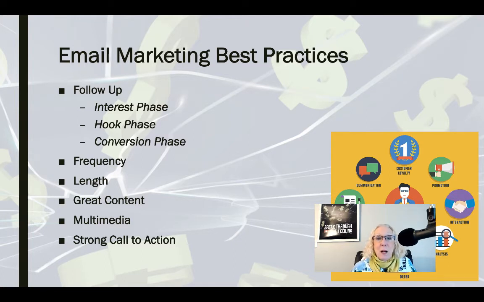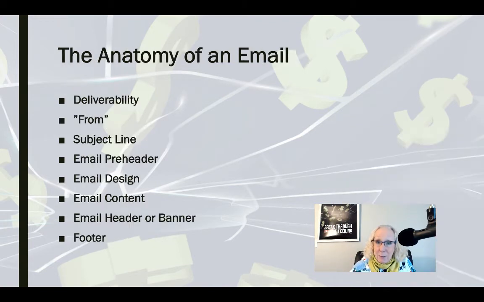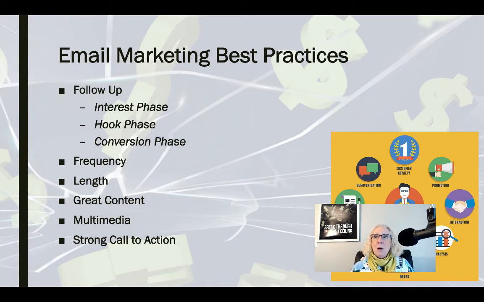Okay, let's talk about some email marketing best practices. When I talk about email marketing, one of the things that I really push is the follow-up. I have an email address. What am I going to do with it? I need to follow up, which means I need to email people. And in an email, there are three different components, as I'll call them. We already talked about the anatomy of an email, but now I want to talk about the action on the other end.